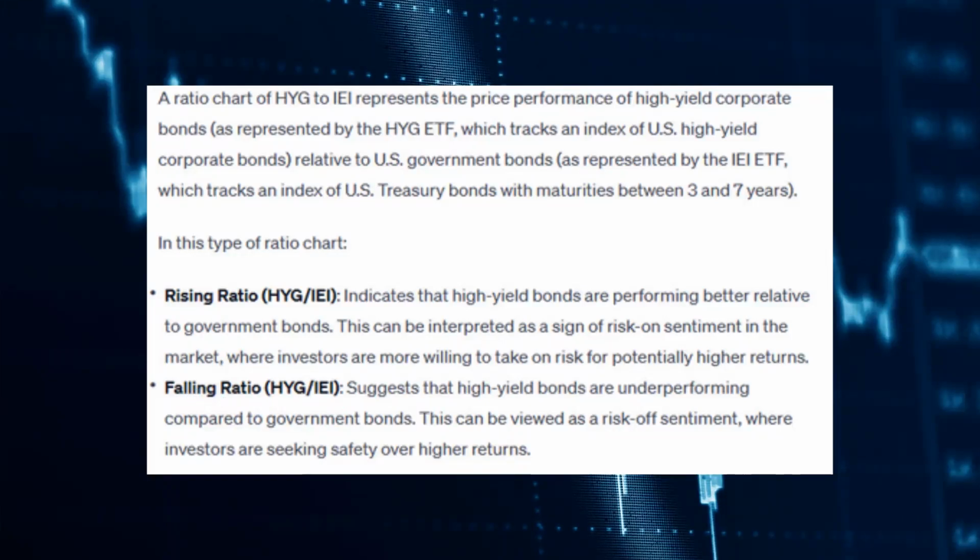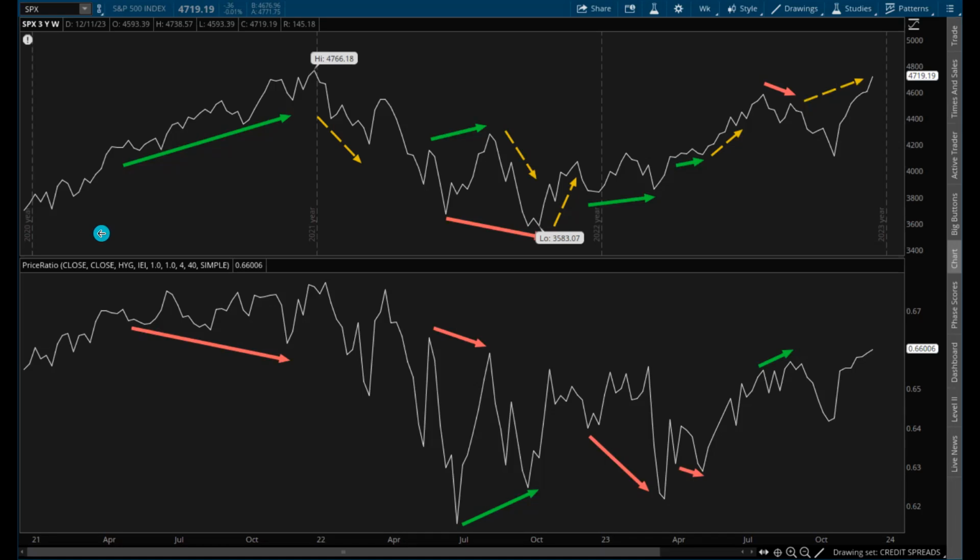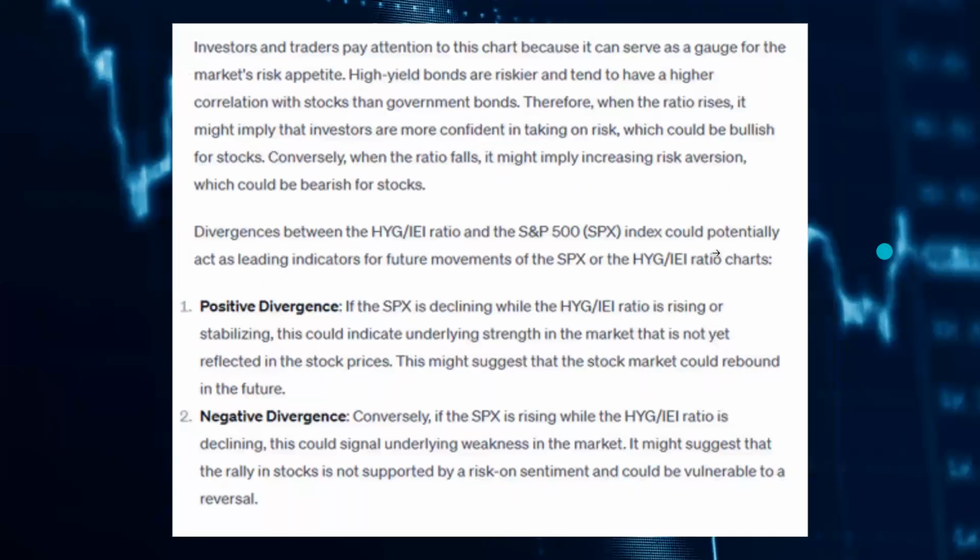Now, a falling ratio suggests that high yield bonds are underperforming compared to government bonds. This can be viewed as a risk-off sentiment, where investors are seeking safety over higher returns, and those are areas where you may potentially start to see some pullbacks. Right here, we have a higher high, lower high, lower high, higher high, lower high, lower high. So we're seeing these things move in accordance with each other, right? And typically, that's what you're going to see, except in these periods of divergence.